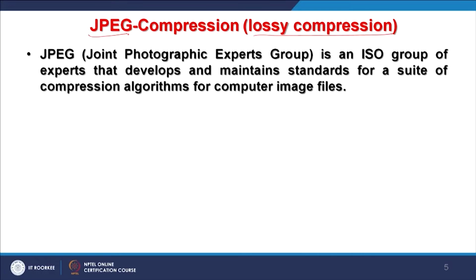experts, and the development is going on continuously. That is why they develop and maintain standards for a suite of compression algorithms for computer image files. The latest version is JPEG 2000. So, this way we get a new development. The best part of JPEG is it provides a very good, very high compression compared to the other compression techniques which we have discussed.